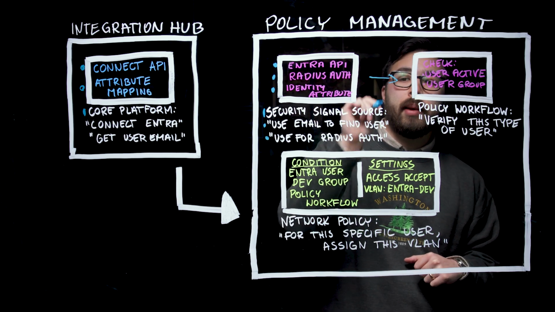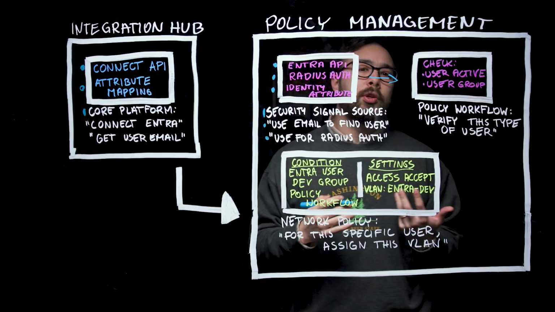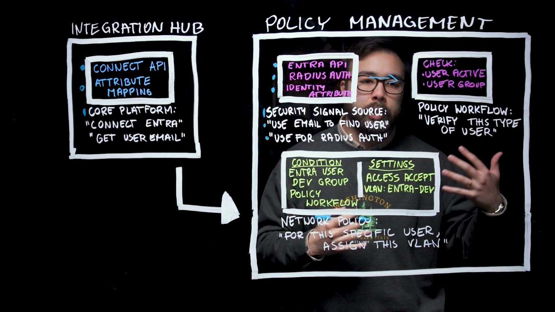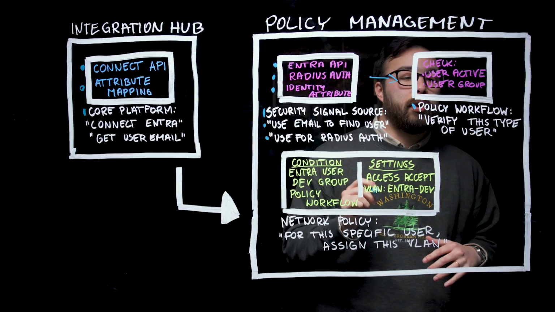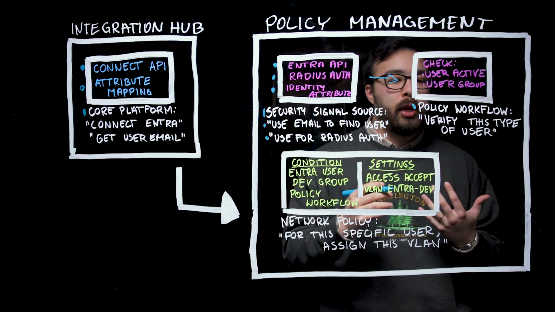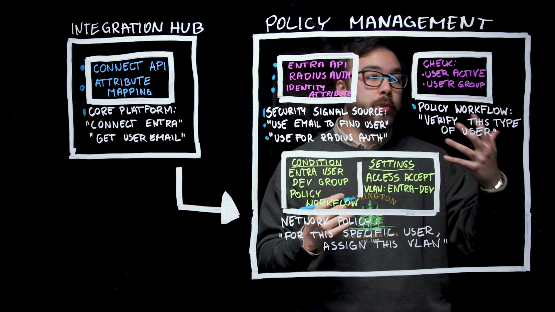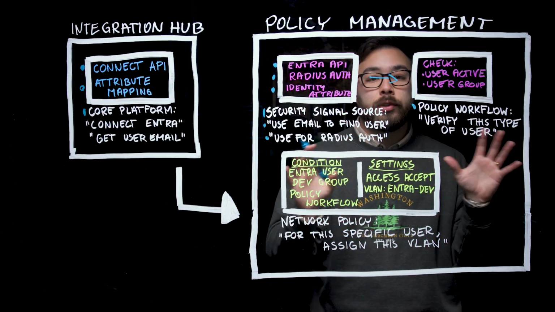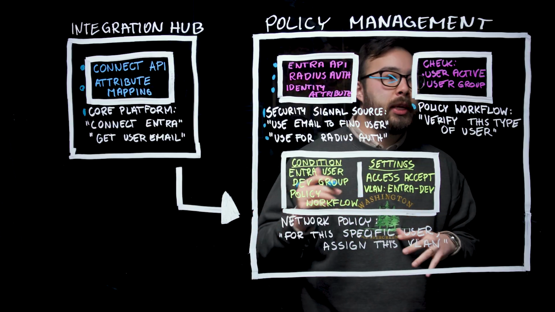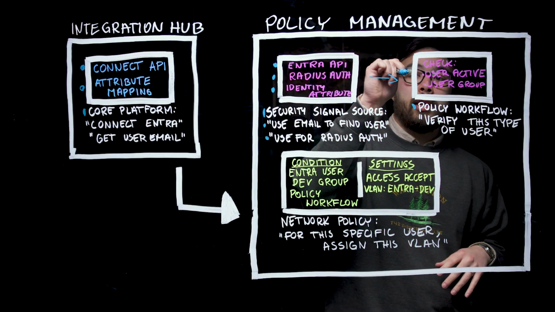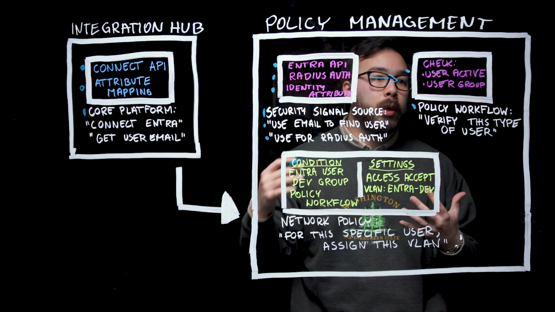After we've set that up, then we can create a policy workflow. And so we like to think of policy workflows as like roles you can create in SecureW2. In the policy workflow, essentially what you're going to say is verify this type of user. So make a role for a specific group. In this example, we're saying the dev org in Entra ID. So it's going to check that the user is active. And if it's not, then we won't let them in the network.